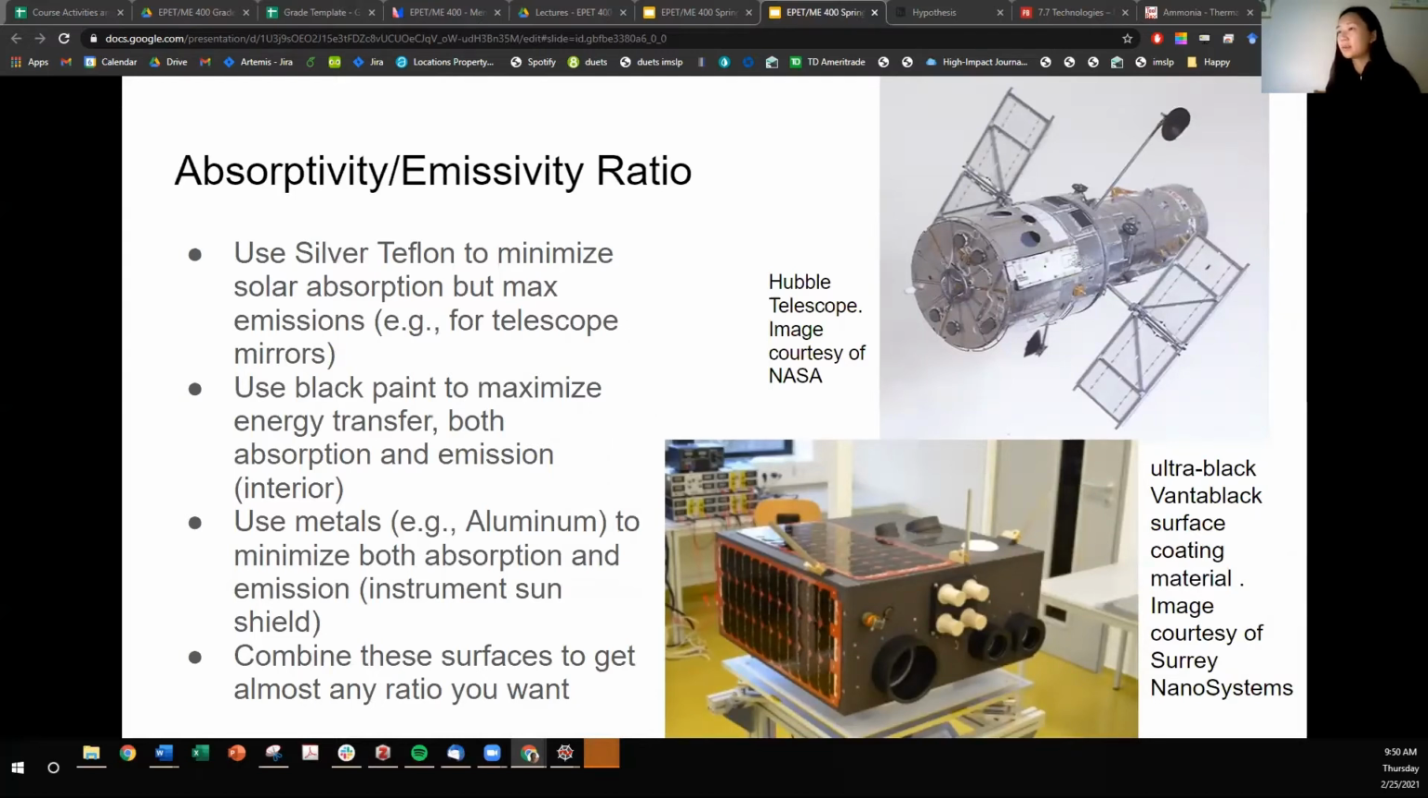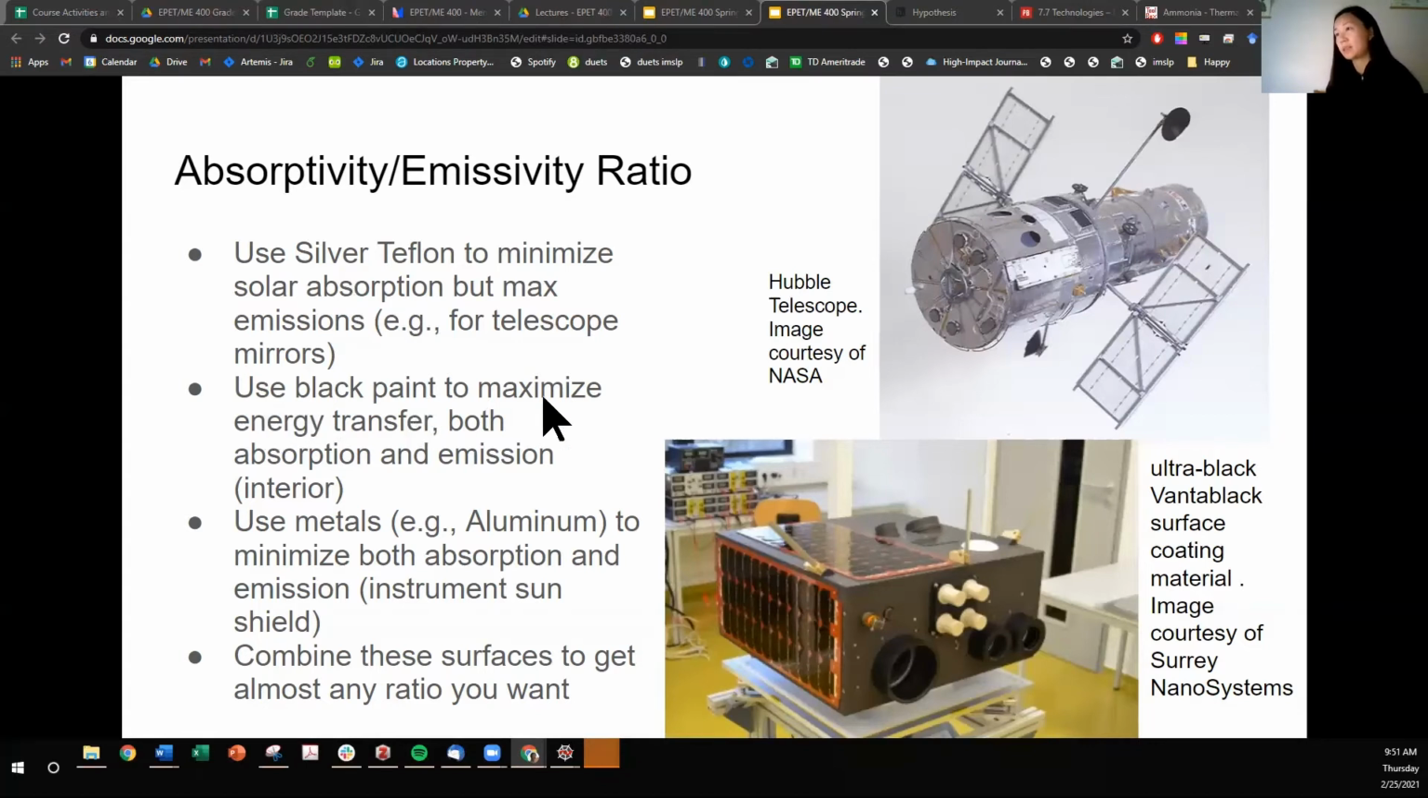Okay, so I just said this, but on the other slide, as a review, the absorptivity to emissivity ratio is really important when thinking about the equilibrium temperature of your spacecraft. So silver Teflon minimizes solar absorption, maxes emissions. It's used a lot for telescope mirrors. You can see the Hubble is quite silver.